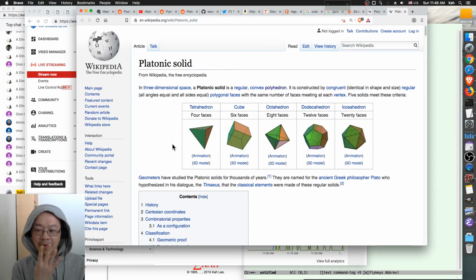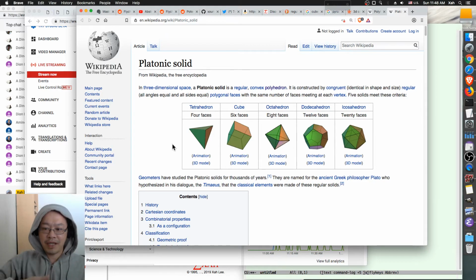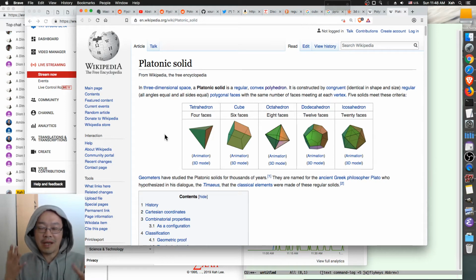Wait, one, two, yeah, four mirror planes. But obviously, cube and tetrahedron are different. I mean, their symmetry are different.